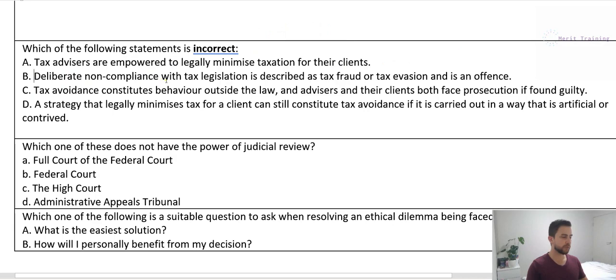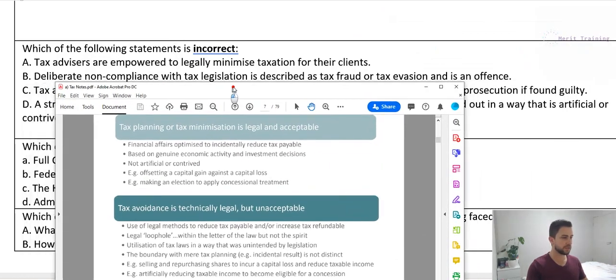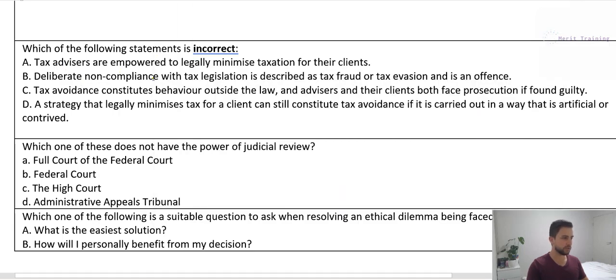So deliberate non-compliance with tax legislation is described as tax fraud or tax evasion and is an offence. So if we go down here, what word are they using? They're saying tax fraud or tax evasion. Tax fraud, tax evasion, correct. And these are deliberate breaches of the law, where it says a blameworthy act or omission. So this is deliberate non-compliance, so B is also correct, and it's an offence, and we can move on.